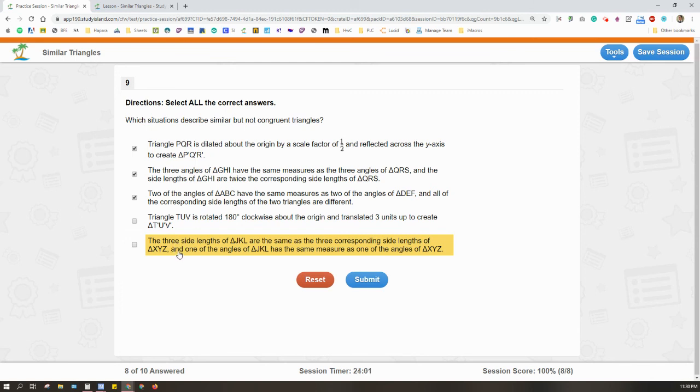Sure enough, it says, and one of the angles of triangle JKL has the same measure. Well, not just one of them. All of them are going to have the same measure. So don't want to select this one either.